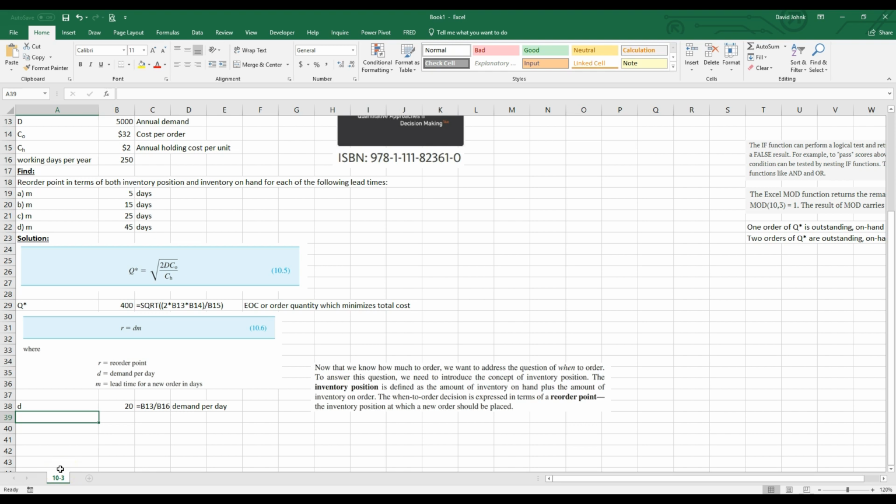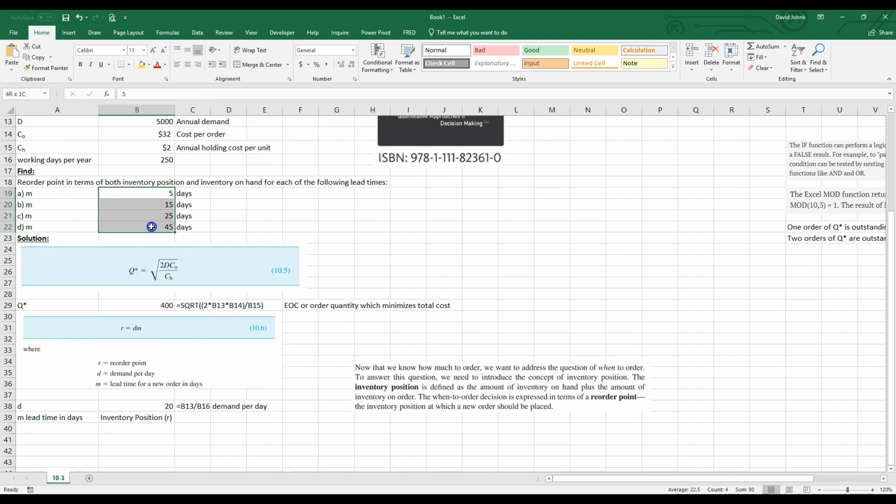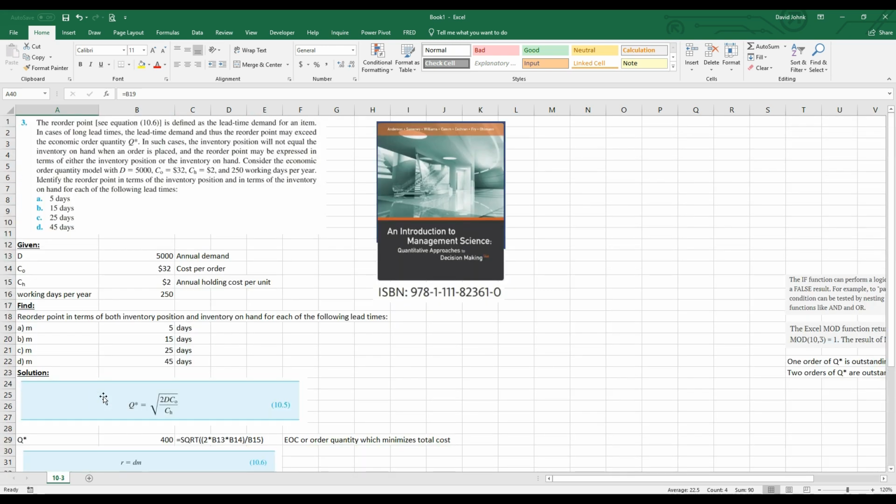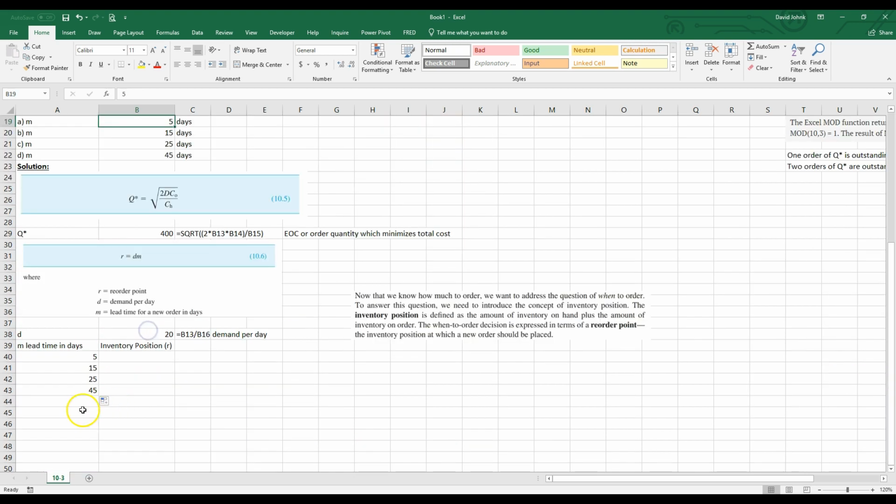Okay. So I'm going to put in M, the lead time in days, and then we'll put in the inventory position, we'll call that R. Okay, so let me move this out a little bit so we have that. All right, so we already have the lead time in days right here, so I'm just going to copy this down. Another way you could do it, I could just go equals this and then copy it down this way. I kind of like to do it that way because if I change these, then these will change automatically. So the inventory position, that's R, right?